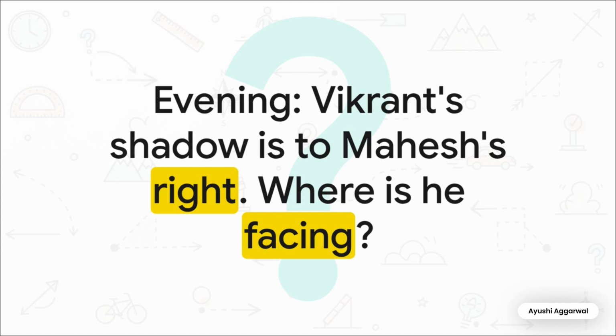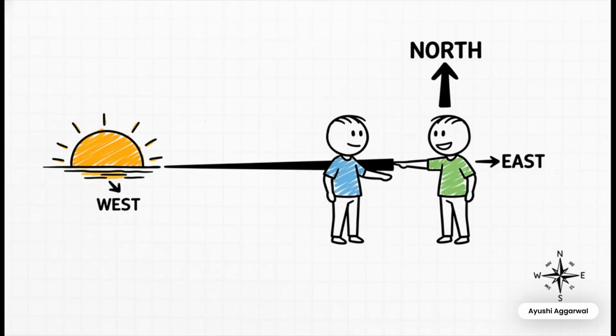Just think about it. If it's evening, where's the shadow going to be? Check this out. It's evening, so the shadow has to be in the east. We're told Vikrant's shadow is to Mahesh's right. This means Mahesh's right-hand side is pointing towards the east.